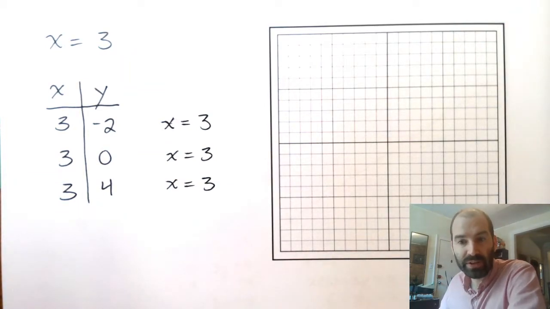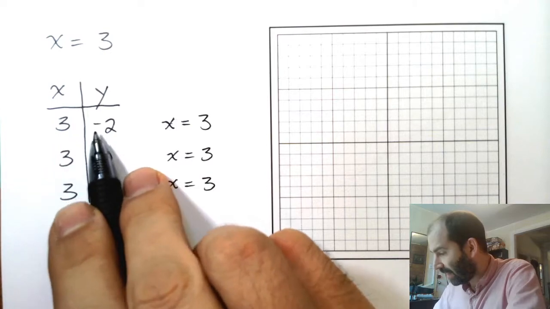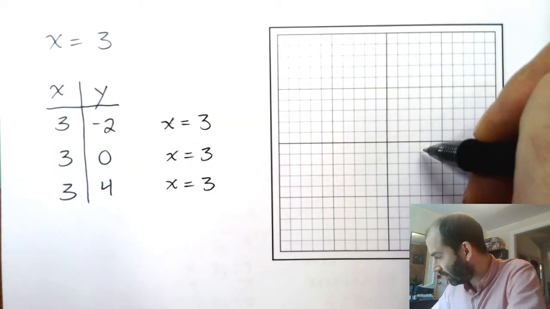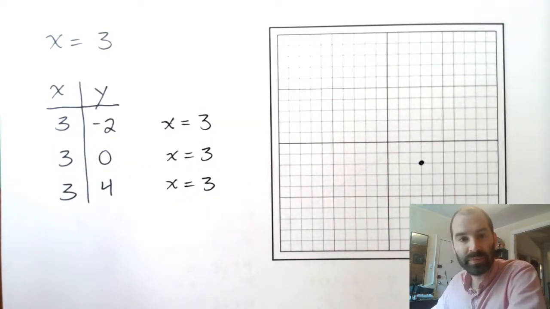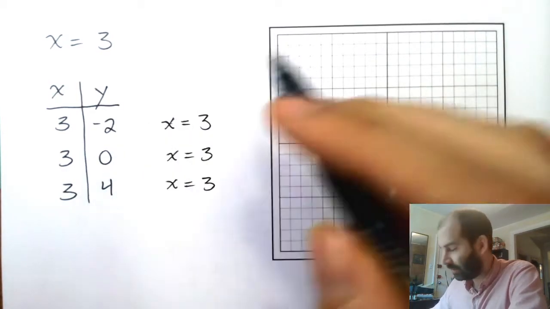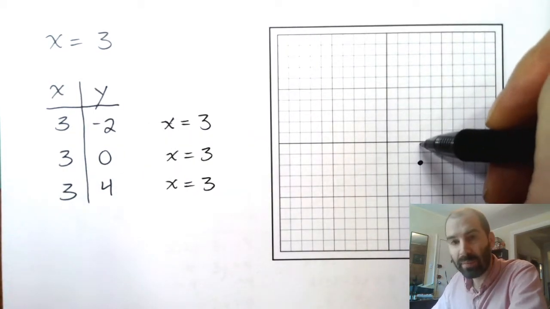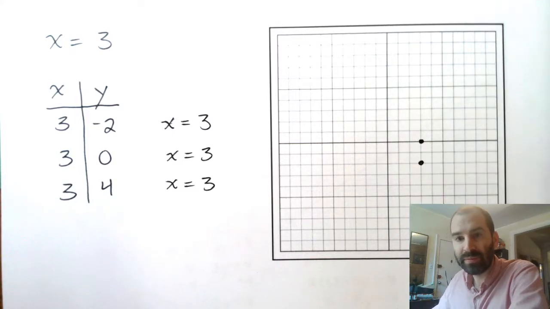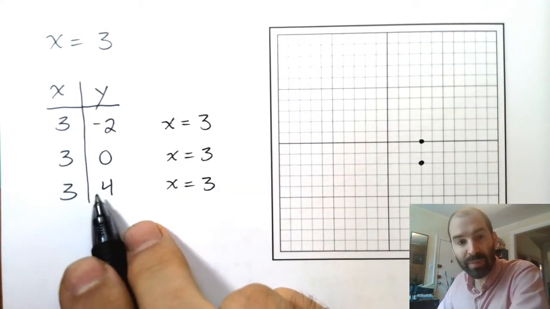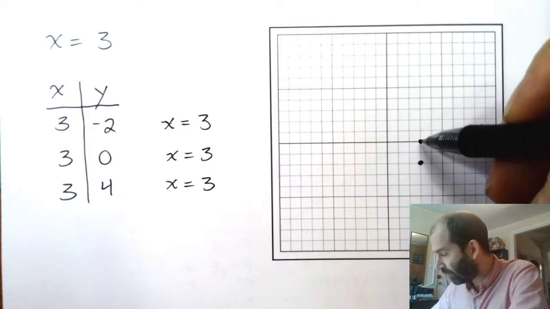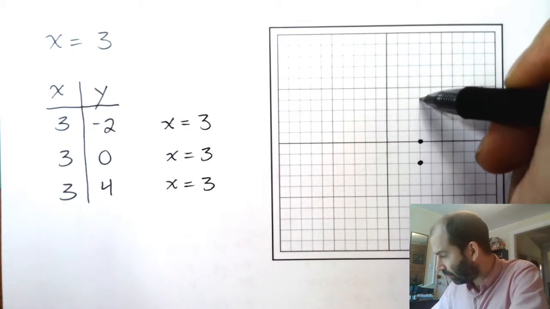Okay, I got 3 points. Let's plot them. 3, -2. 1, 2, 3, down 2. 3, 0. 1, 2, 3, up 0. It's right there. And 3, 4. 1, 2, 3. 1, 2, 3, 4.